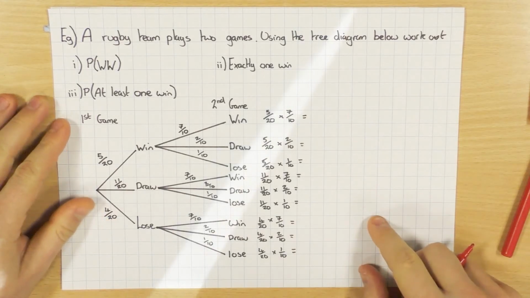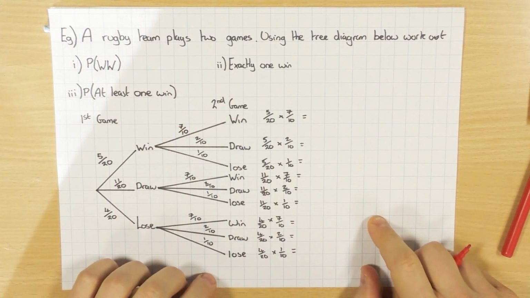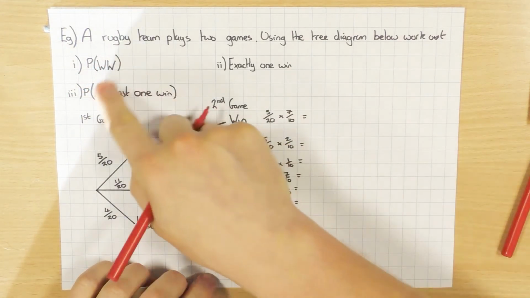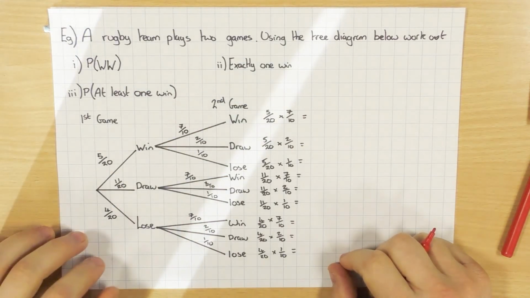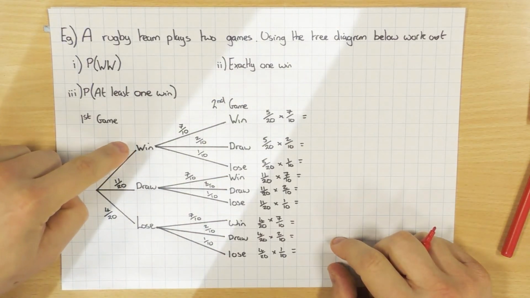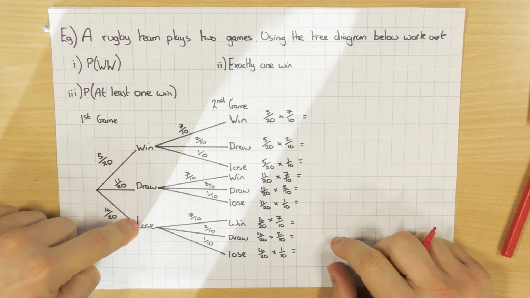Here I've got 3 events. So a rugby team plays 2 games. Using the tree diagram, work out these questions here. So I've drawn the tree diagram here just to save a bit of time, so otherwise this would take a little while. So there's 3 outcomes when playing a game: win, draw, lose.